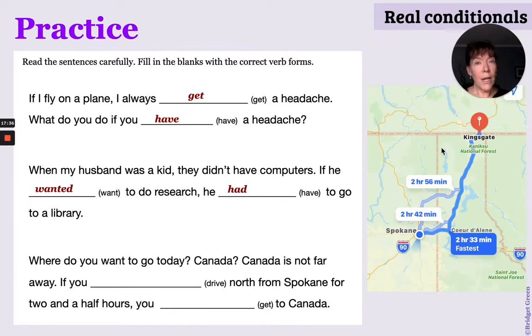Where do you want to go today? Canada. Canada is not far away. If you drive north from Spokane for 2.5 hours, you will get to Canada. This is the future real. We're talking about a place that they want to go to, and it's possible to go to. So, we use the present and the future.